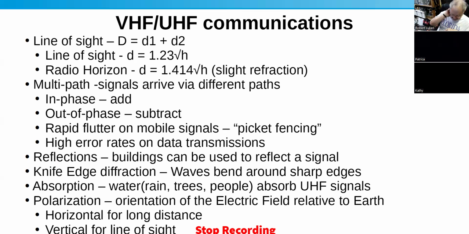Now, it turns out that there actually is some refraction, because radio waves, when they're traveling along the surface of the Earth, even in VHF and UHF, tend to curve along the surface a little bit. So you actually get a little farther, about 15%. So you use 1.414 instead of the 1.23, and that's what we call the radio horizon. It means the signal is going slightly beyond the visual horizon.